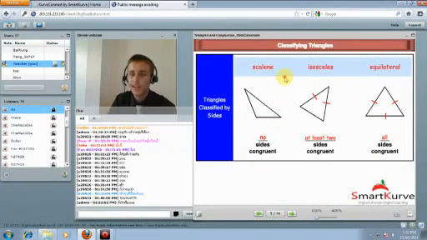Now, the three types of triangles: scalene, isosceles, and equilateral. A scalene triangle has no congruent sides. What that means is that all three sides are different lengths. So scalene triangle, no congruent sides, all different lengths. An isosceles triangle has two congruent sides, at least two congruent sides. And the equilateral triangle has all three congruent sides.